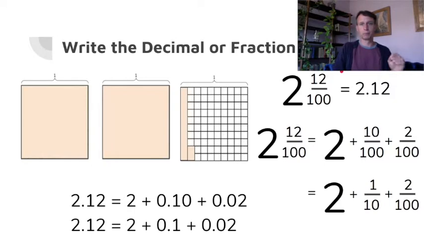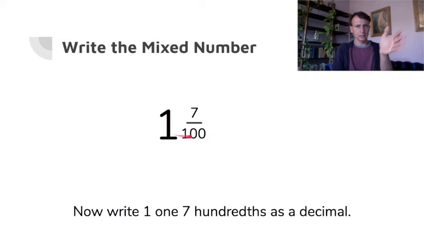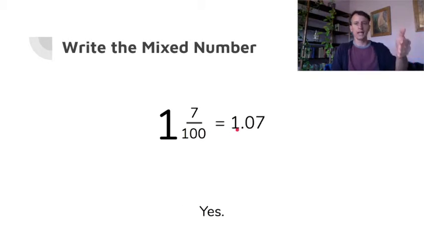Speaking of value, how about that? We're going to write a mixed number. Write, so this is unit form, 1 and 7 hundredths as a mixed number. Okay, so 1 in the ones place, 7 in the hundredths place. There's this place in between there, the tenths. What's going there? A big fat nothingness of 0, right? So as a mixed number, sorry, I was jumping to decimal, 1 and 7 hundredths. Great. Now we'll do it as a decimal, 1 and 7 in the hundredths place.